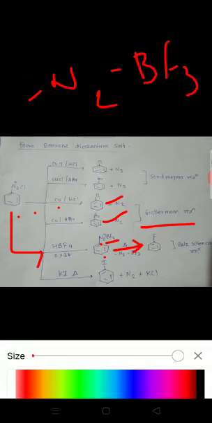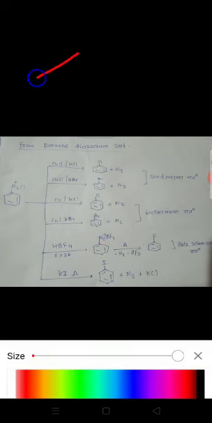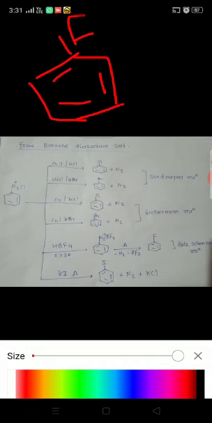And when we add HBF4 into benzene diazonium salt, then benzene diazonium fluoroborate is obtained. And when heated, N2 and BF3 molecules are removed and we get fluorobenzene. This is the benzene molecule and this is fluorobenzene. This is the Balz-Schiemann reaction.